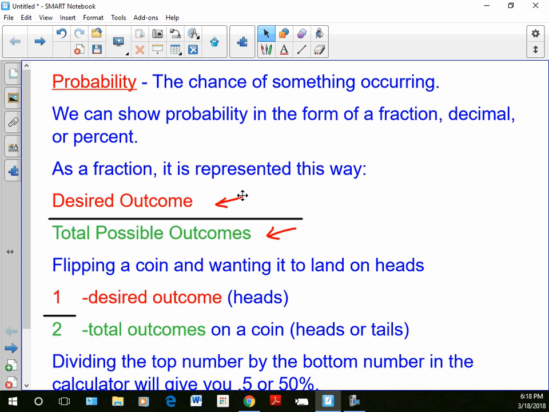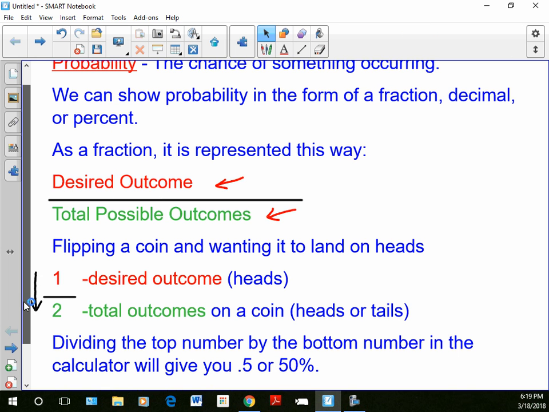Now, we can also show this as a decimal by dividing down the fraction. Put the 1 in the calculator first and divide down the fraction. 1 divided by 2 will give us 0.5 on our calculator, or 50%. If you move the decimal 2 places to the right, that will be 50%. So the chance of us landing on heads is 1 out of 2, or 50%.